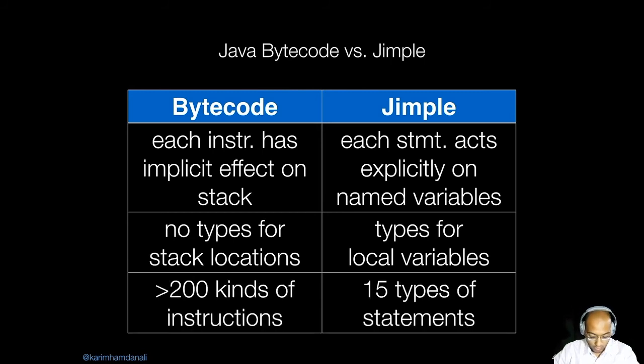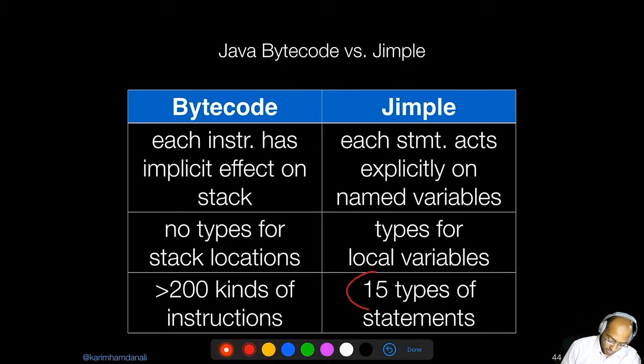In bytecode, there are about 200 or a little bit more than 200 kinds of instructions that you need to support. But in Jimple, and this is a key feature of it, it logically groups those types of instructions into only 15 types of statements. So all those overloaded statements that you have seen in bytecode, whether in Java or Android, are going to be grouped into logical groups and types of statements. So you only need to support 15 statements in Jimple.